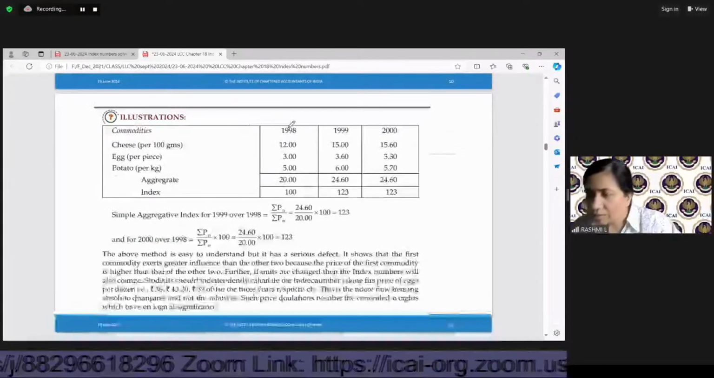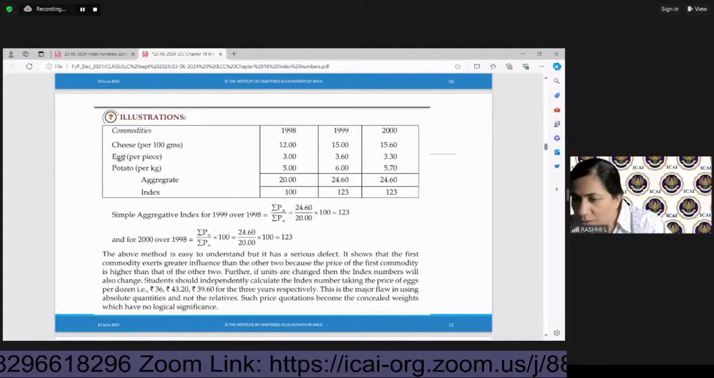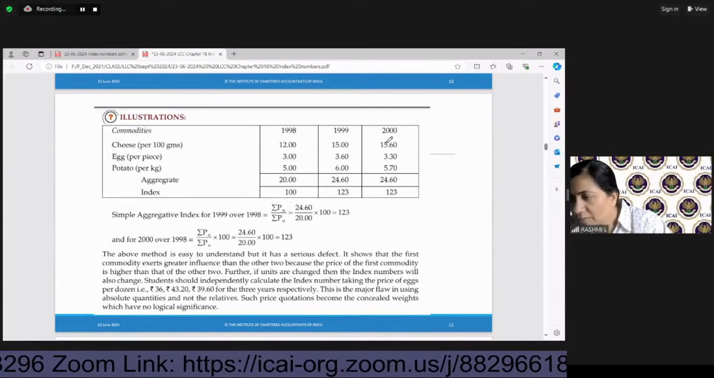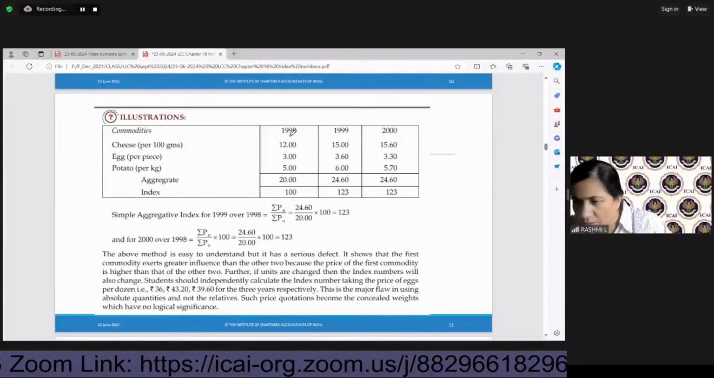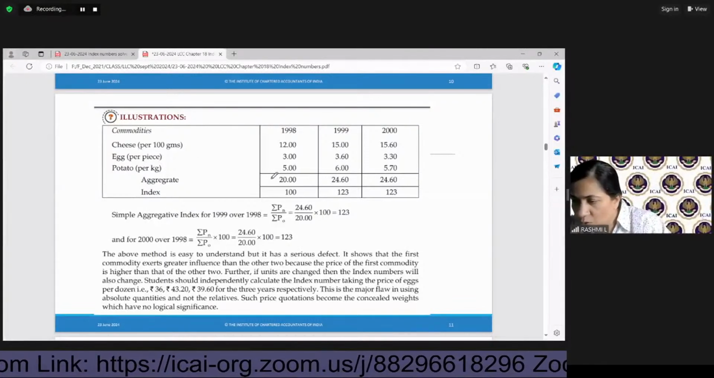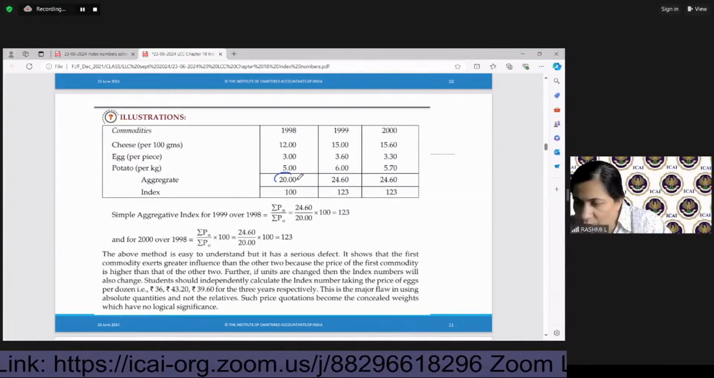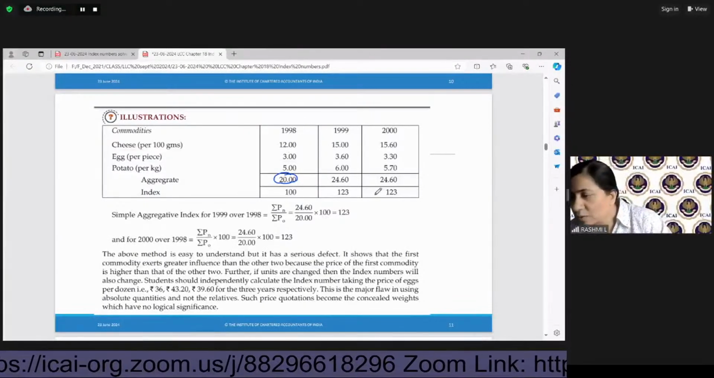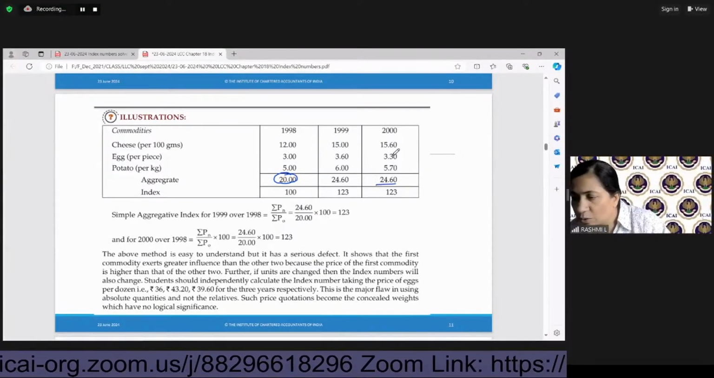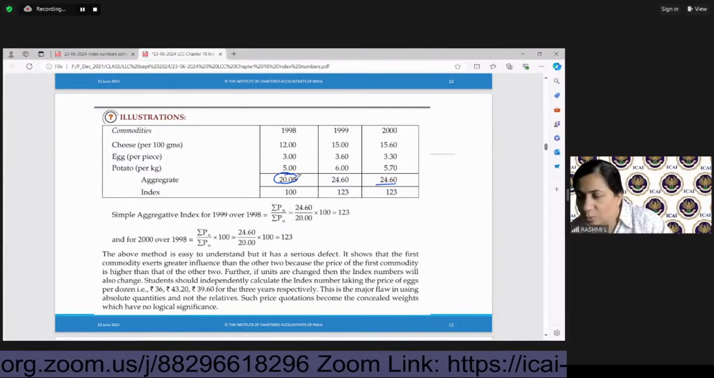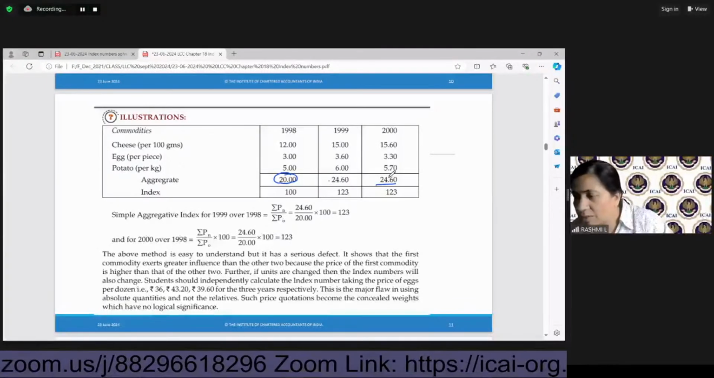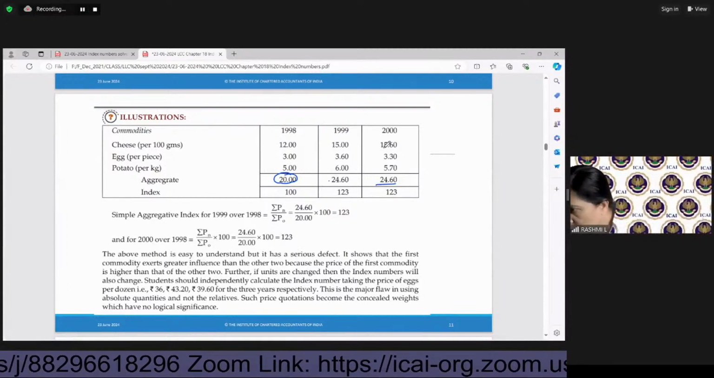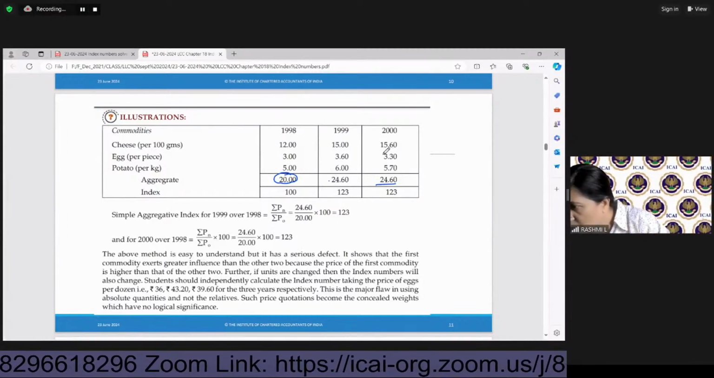Now see, this is the example in the textbook, in the study material. Cheese was costing 12 rupees in 1998, which became 15.6 in 2000. Eggs and potatoes. On an average, a person was spending 20 rupees on the breakfast items in 1998, which became 24.6 in 2000.